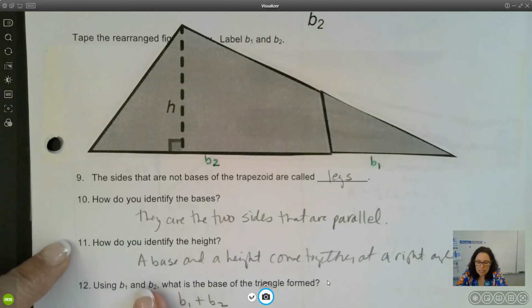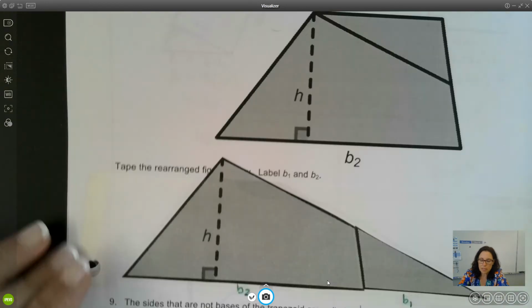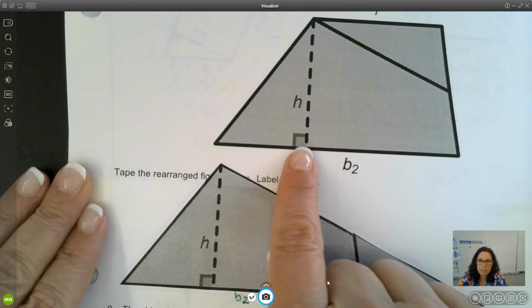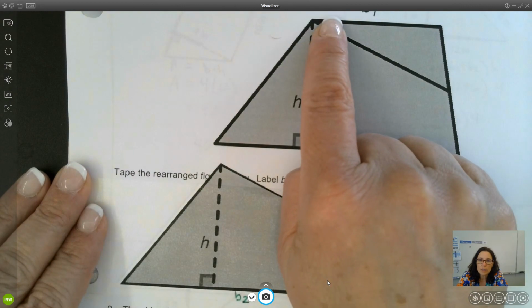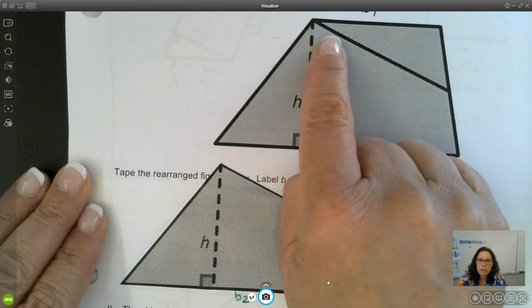How do you identify the height? A base and height come together at a right angle. Again, this height right here comes together at a right angle here. It also comes together at a right angle right here.